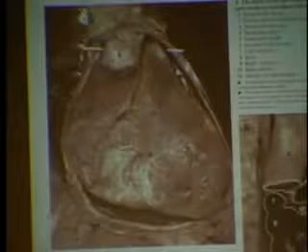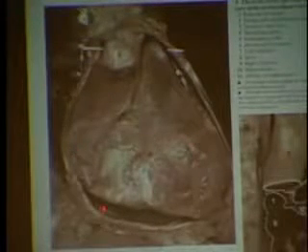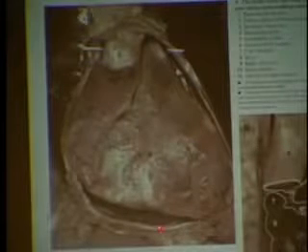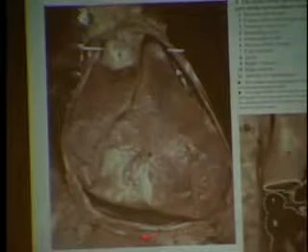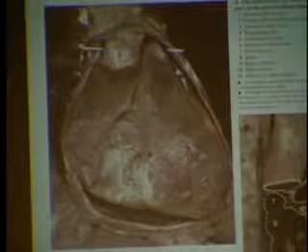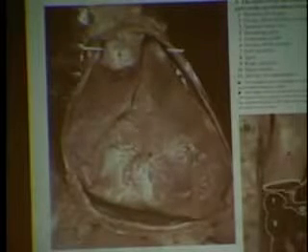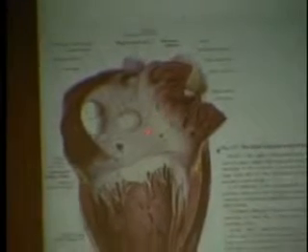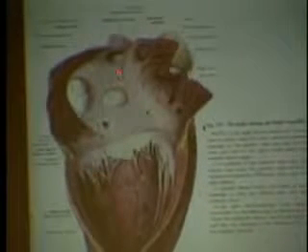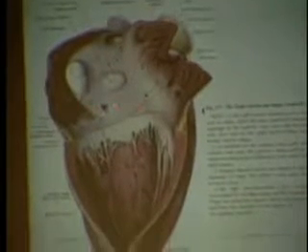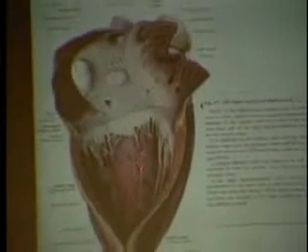Okay. Is the parietal layer adherent to this tough outer layer? Yes, you can see it. All right. New slide. What is this lined with?